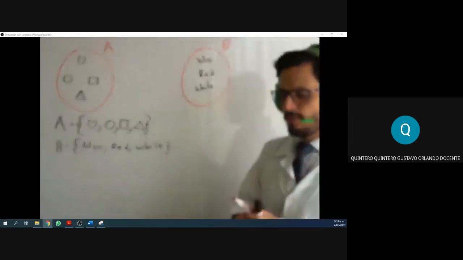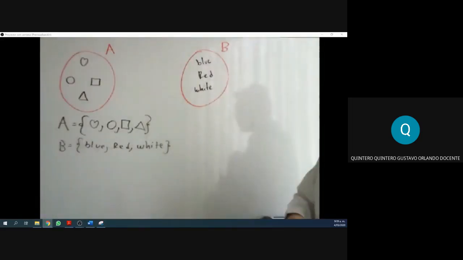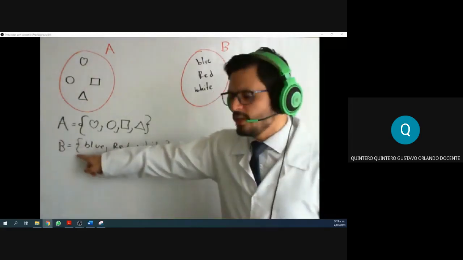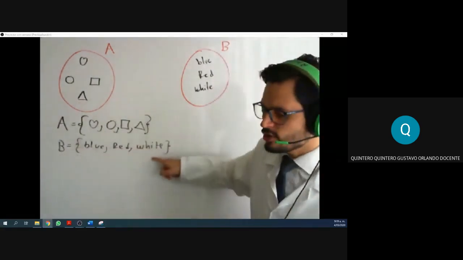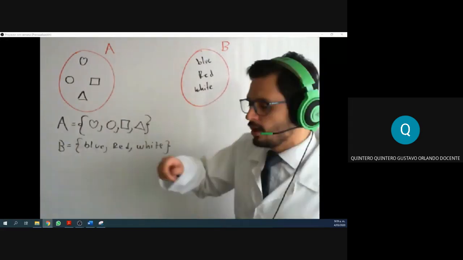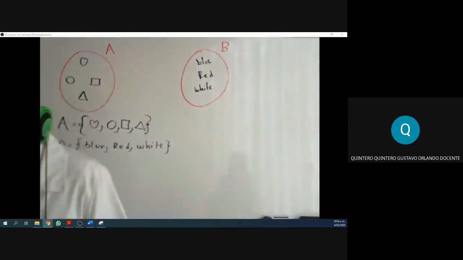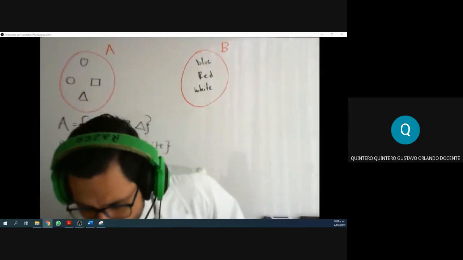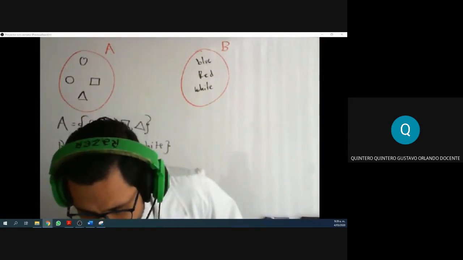All right, cool. Let me ask you a couple of questions. Go ahead and write it in the chat, please. Write yes or no. Can you describe set B as the set of the colors? Yes or no in the chat, please. Okay, I'm having a lot of answers today. Beautiful. Thank you, guys. All right. Everybody in the chat said yes.